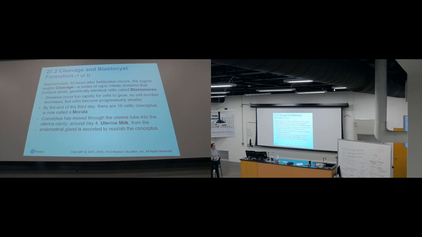And then around day 4, this morula will be attracted into the uterine cavity because the endometrial glands secrete glycogen that attracts this blastocyst or this morula, because that's where food is. That's chemotaxis.